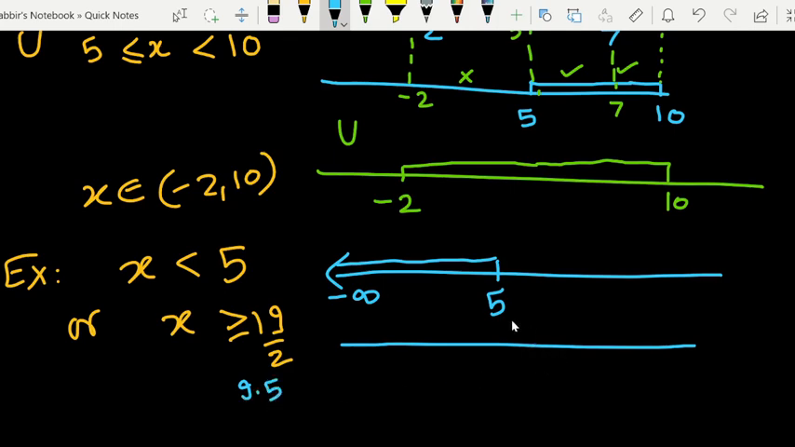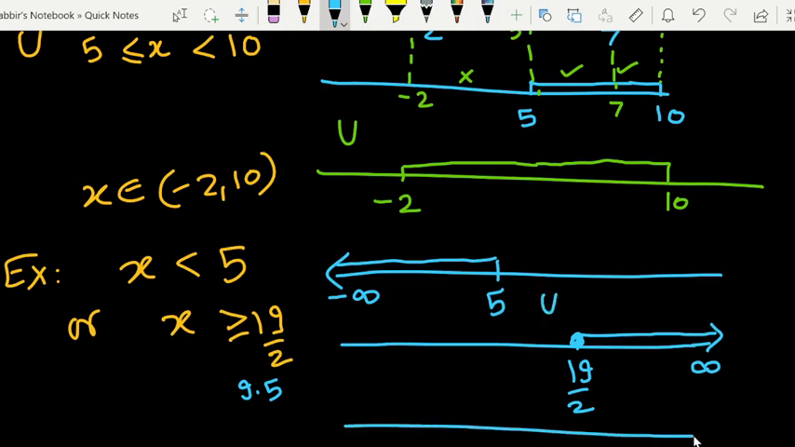so 9.5 is on the right side of 5, so it is somewhere here. Let's say 19 by 2. Now x is greater than or equal to 19 by 2, so all the values greater than or equal to 19 by 2 we will take. So 19 by 2 to infinity it will be, 19 by 2 is included. Now if we have to take union, so this is what I was saying in the beginning. This is the illustration of using union as a symbol.